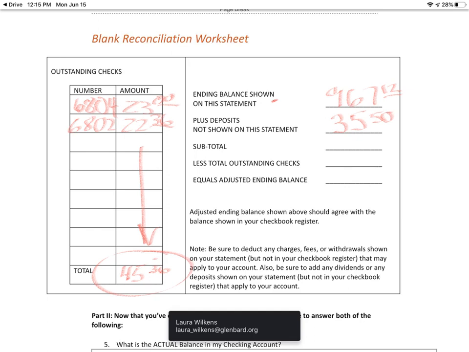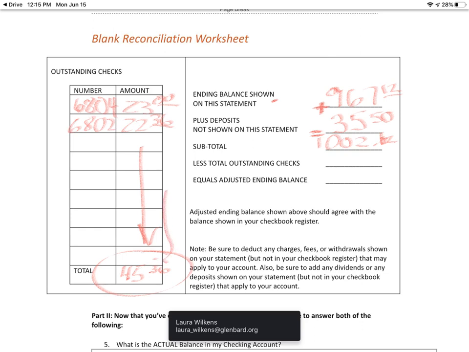So we are going to take this number plus this number equals, what would your balance be? So we're going to do the $967.12 plus the $35.50. So we'll do 12 cents. Oh no, I'm a liar. 62 cents. And then we've got 12. So we're going to end up with about $1,002.62.